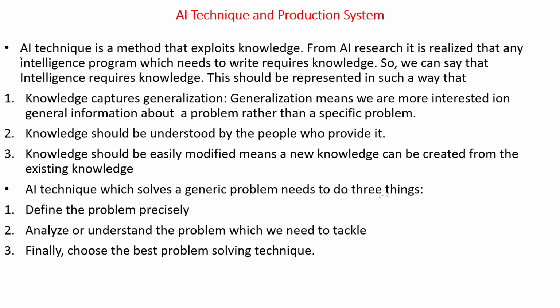Firstly, we should know what is AI technique. Artificial intelligence technique mainly is a method that exploits knowledge. Various AI research has been done and it was realized that in order to write an intelligent program, we require knowledge. So intelligence requires knowledge. This can be represented in such a way that knowledge captures generalization. In order to build a machine which is intelligent, it requires knowledge.